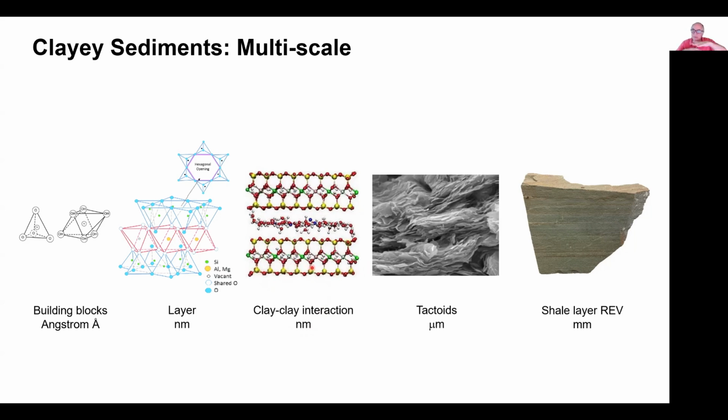Now, when we have many of these particles together, we thought about these edge-to-face and edge-to-edge aggregations, but actually, by the time they get buried, they tend to bunch together and they form these tactoids. Now we are at the micron scale. And when we zoom out even further, we see the layered shale structure.